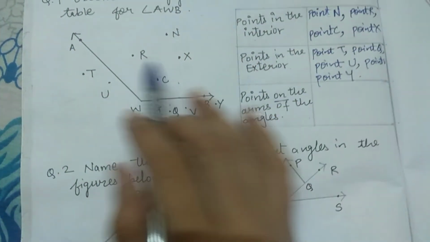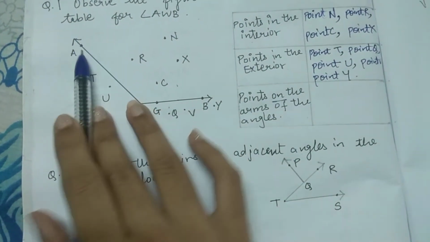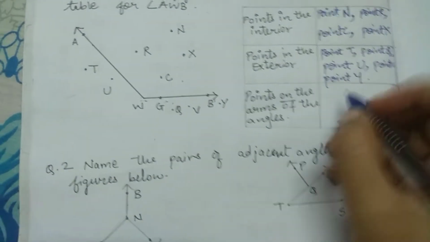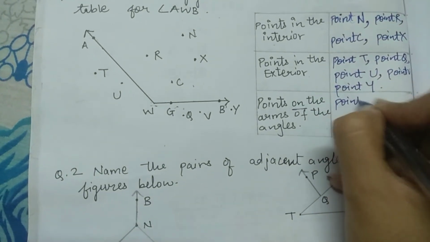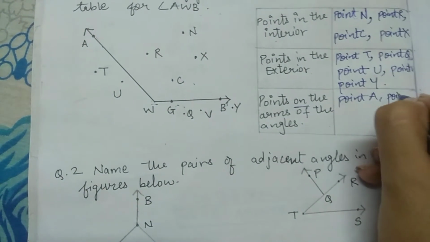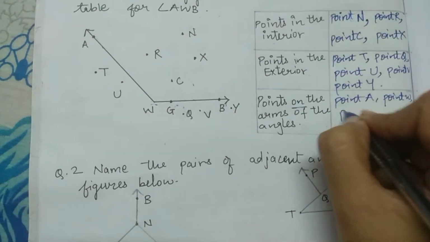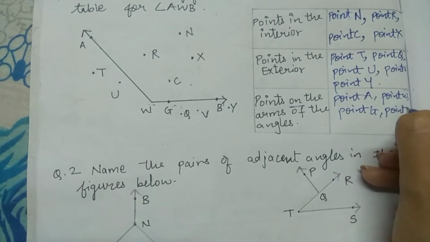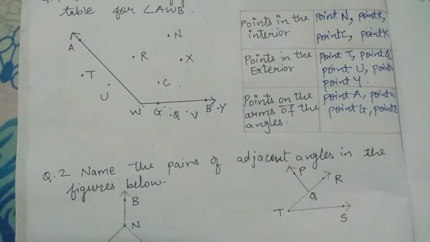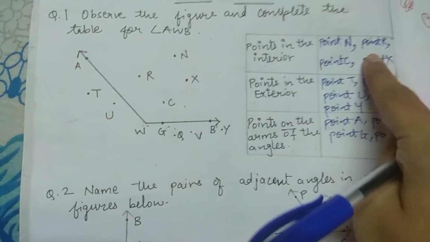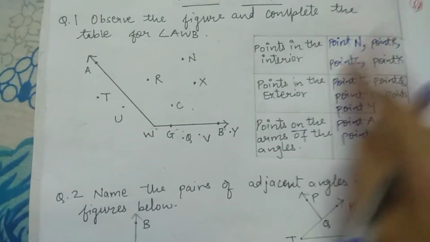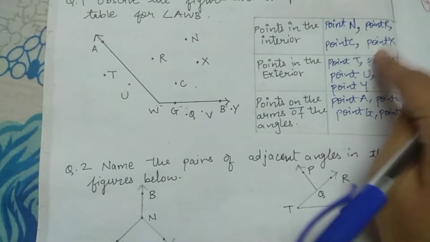On the arms of the angle, which points are there? A, W, G, B. So point A, point W, point G and point B. For every point you have to mention the word point. Don't just write point N and comma R, C, X. No. Point N, point R, point C, point X. Like that you have to write.